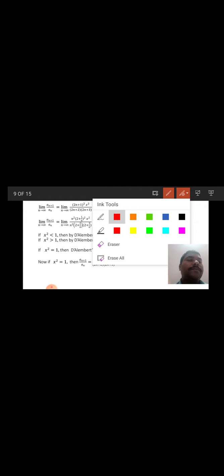Here, if x square is less than 1, then by D'Alembert's ratio test, summation a_n is convergent. If x square is greater than 1, then by D'Alembert's ratio test, summation a_n is divergent. If x square is equal to 1, then D'Alembert's ratio test fails. Now, if x square is equal to 1, then a_(n+1) by a_n is equal to (2n plus 1) whole square divided by (2n plus 2) into (2n plus 3).